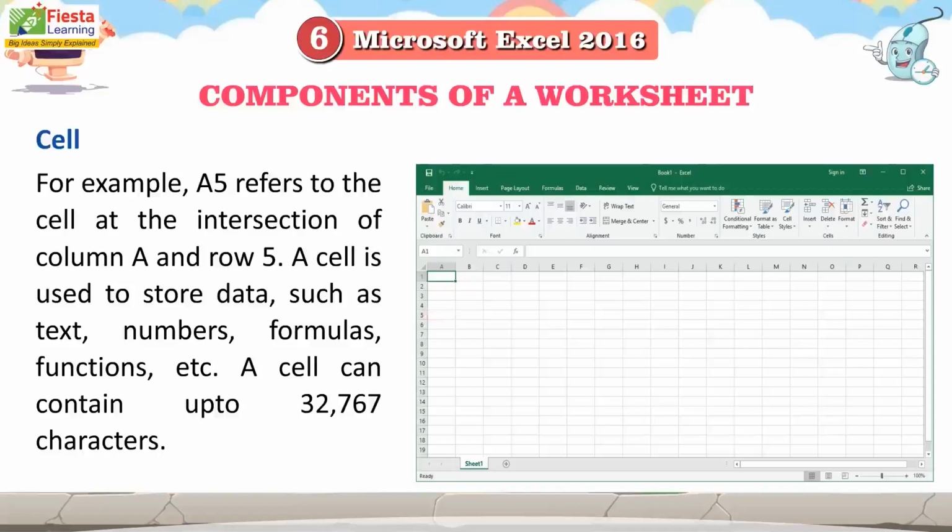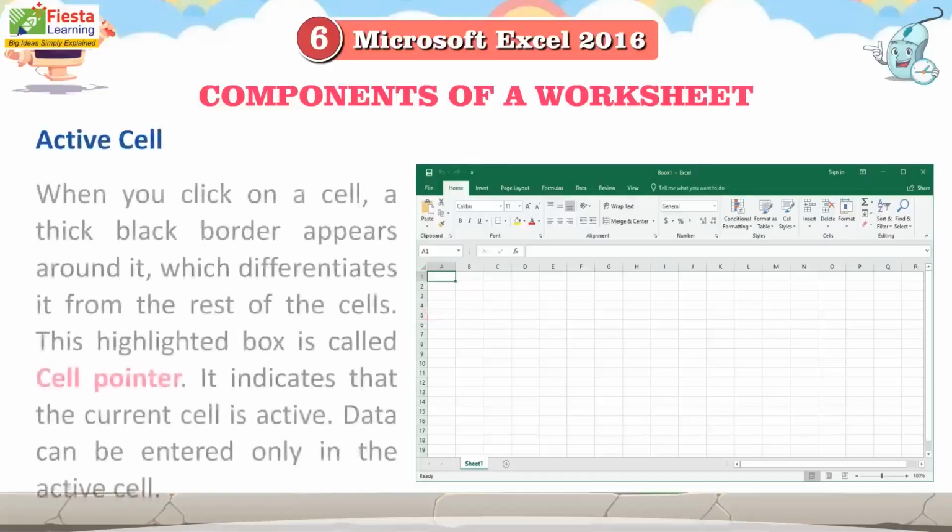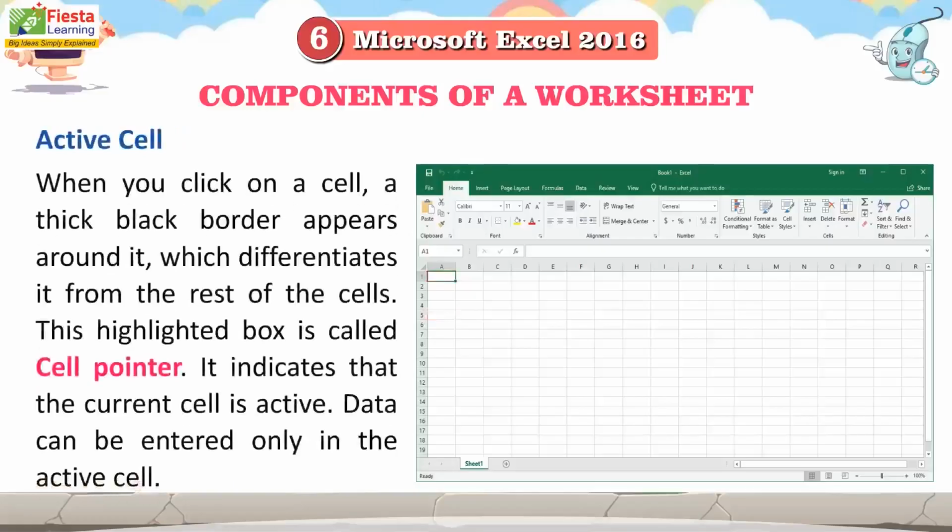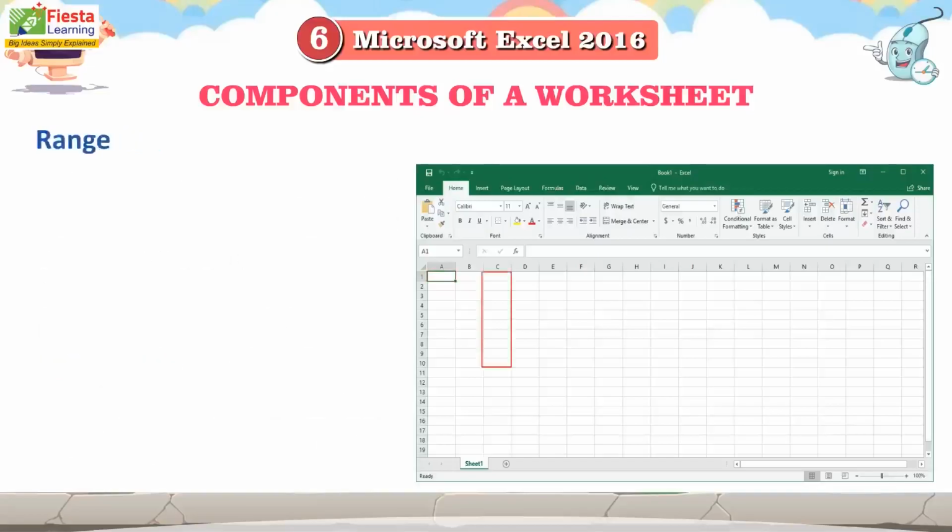Active cell. When you click on a cell, a thick black border appears around it, which differentiates it from the rest of the cells. This highlighted box is called the cell pointer. It indicates that the current cell is active. Data can be entered only in the active cell.